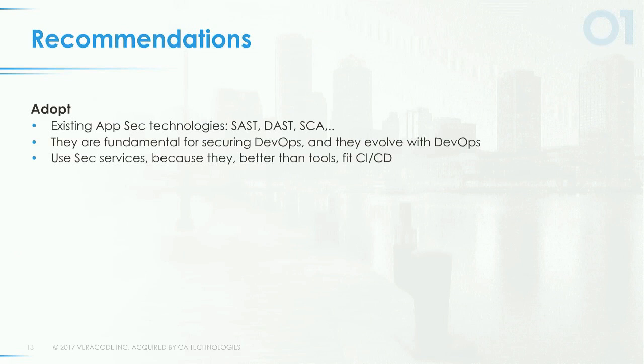So my recommendation here starts with adoption. I would recommend you start adoption of application security technology with traditional static, dynamic, and software composition analysis. Number one, they are fundamental, and number two, they are very mature, but they are evolving towards accepting DevOps requirements. They're evolving into something like developer or team static analysis. So start with them. And when it comes to choice between tools and services, look at services first, because services are more transparent and more scalable. They better satisfy CI/CD DevOps requirements.